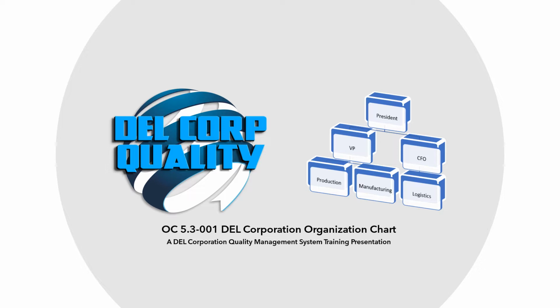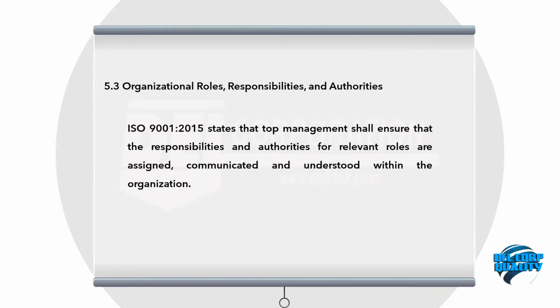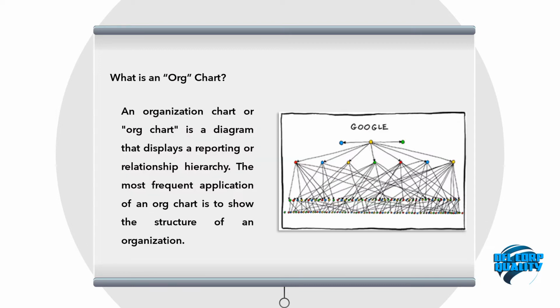OC 5.3-001 Organizational Chart. 5.3 Organizational Roles, Responsibilities, and Authorities. ISO 9001:2015 states that top management shall ensure that the responsibilities and authorities for relevant roles are assigned, communicated, and understood within the organization. What is an org chart?